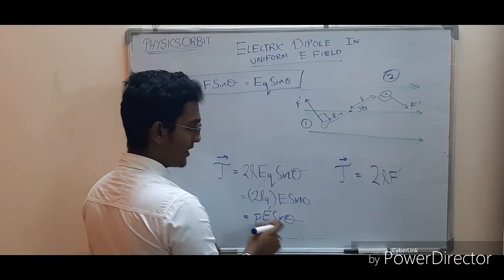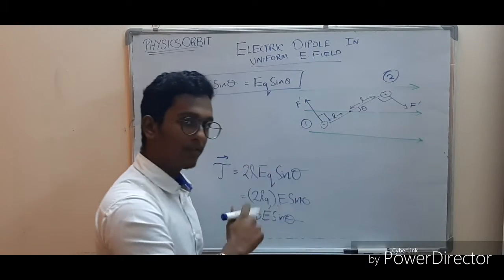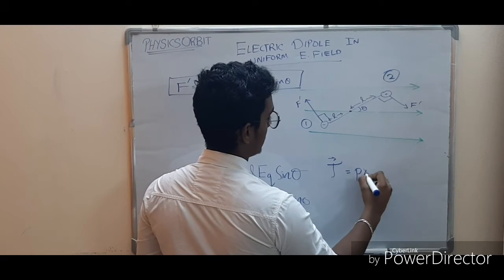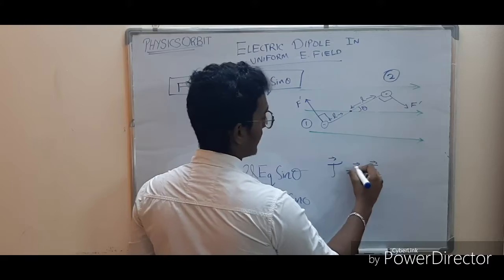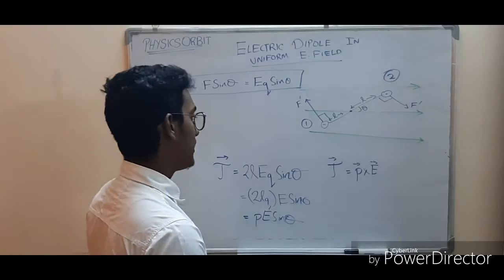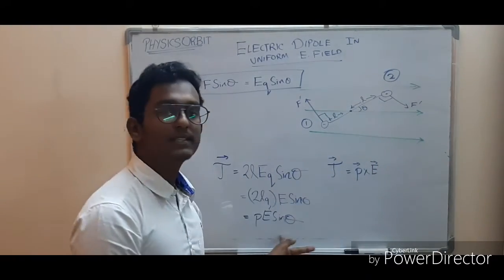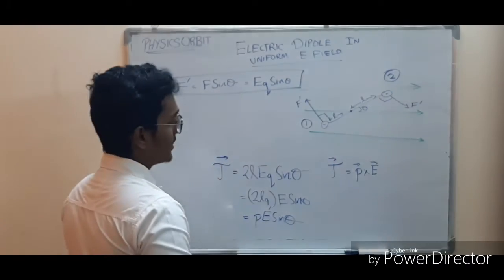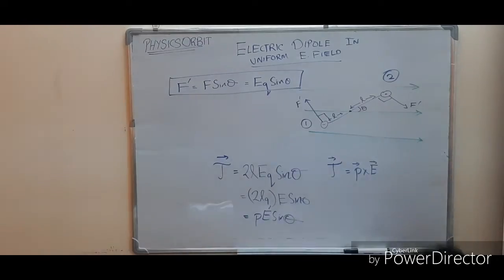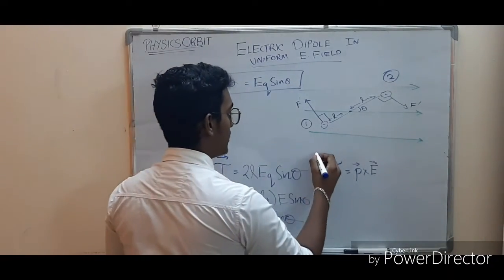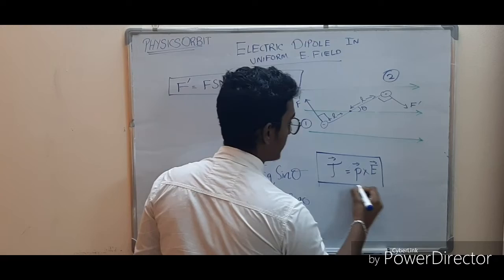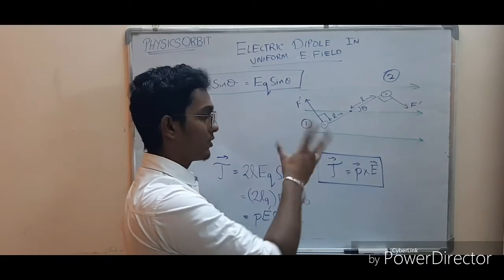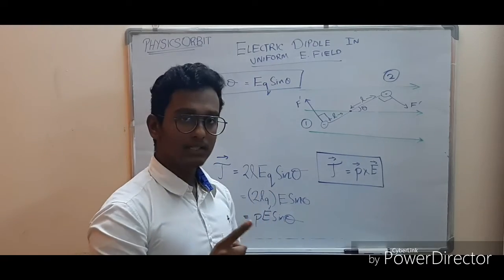You can again simplify this, not simplify but denote it in a different way, that is torque tau equals P cross E. This is the cross product, a vector product. So P cross E is PE sine theta, just like how R cross F is RF sine theta. So this is the torque due to a dipole in a uniform electric field. This torque is going to cause the dipole to rotate. Now let's consider those cases.